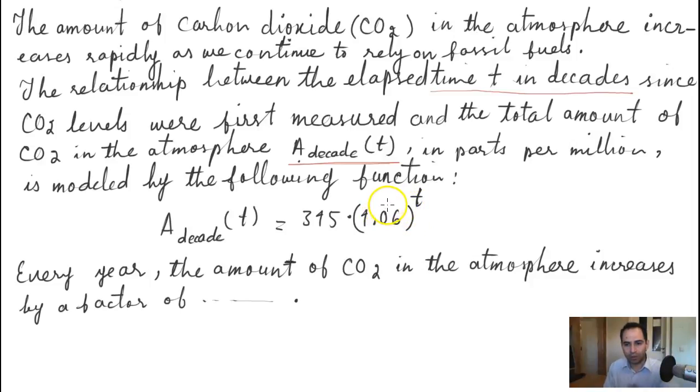Now the question that we want to answer here is: every year the amount of CO2 in the atmosphere increases by a factor of what? And so basically here I don't know what's happening every year, because this function takes inputs based on decades. For example, 1 decade, 2 decades, 3 decades, and so on and so forth.